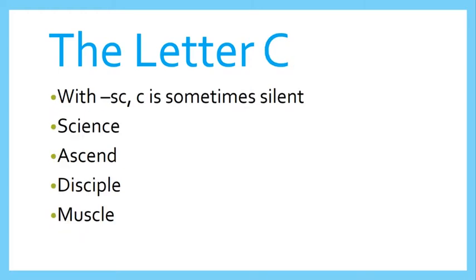B is pretty simple. Now with C, usually you will see C silent when it is preceded by an S-C combination, like science, not "skience," or ascend, not "askend," disciple, and muscle, not "muskle." When many native speakers are learning English, we pronounce these words and our teachers have to correct us. So that's very important. Pay attention to that SC combination.